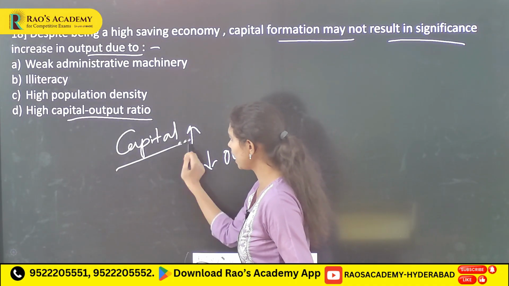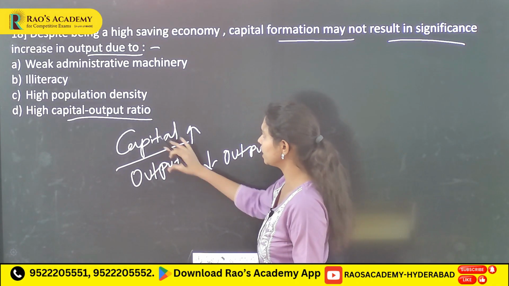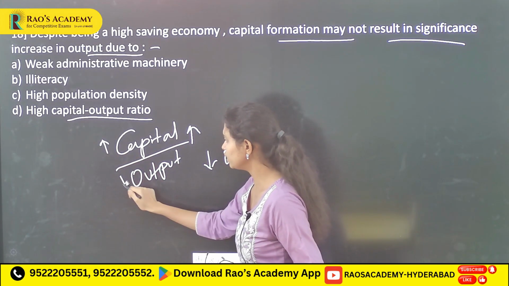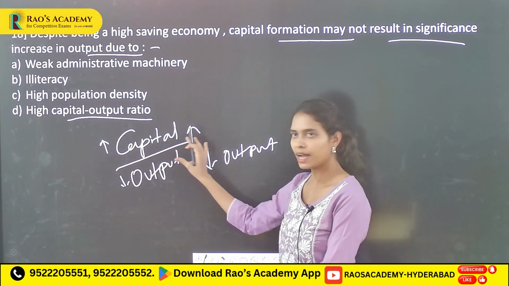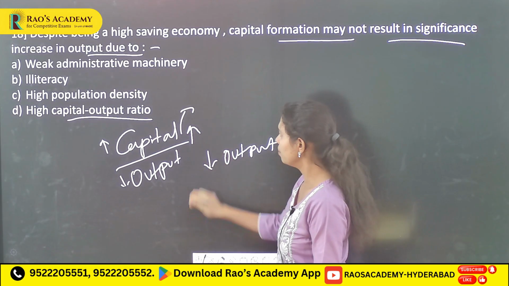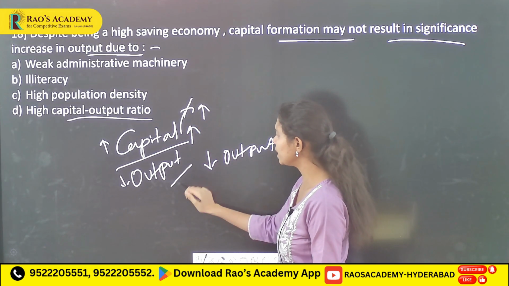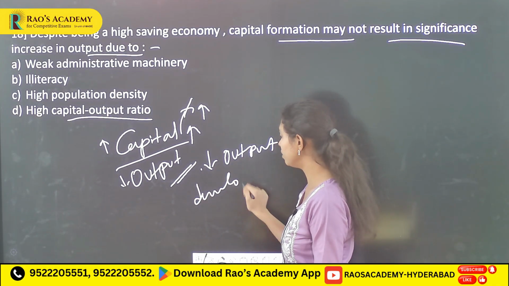If you write this high capital to output ratio, when are we going to get the high capital to output ratio? When the numerator is high and the denominator is less, right? So what is this actually talking about? That means we were investing a lot of capital, but through the investment of this huge capital we were getting very less output, which is greatly observed in the developing economies.